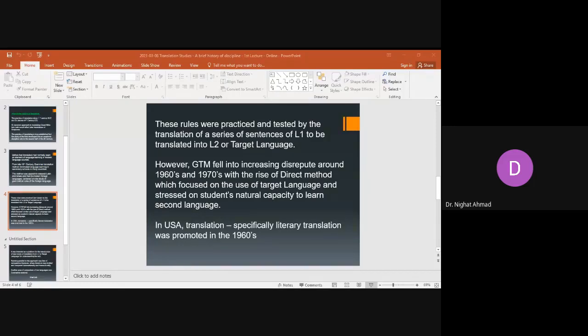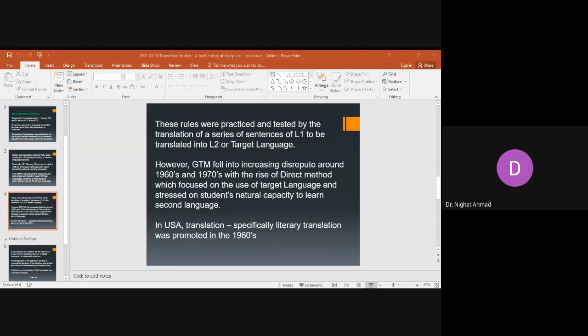So that kept on moving. And then another very important area of comparison, especially in USA, was in terms of contrastive analysis. Now you must be wondering, what is contrastive analysis? As I explained a little bit in the class as well, basically, your focus is on the comparison of the two languages.